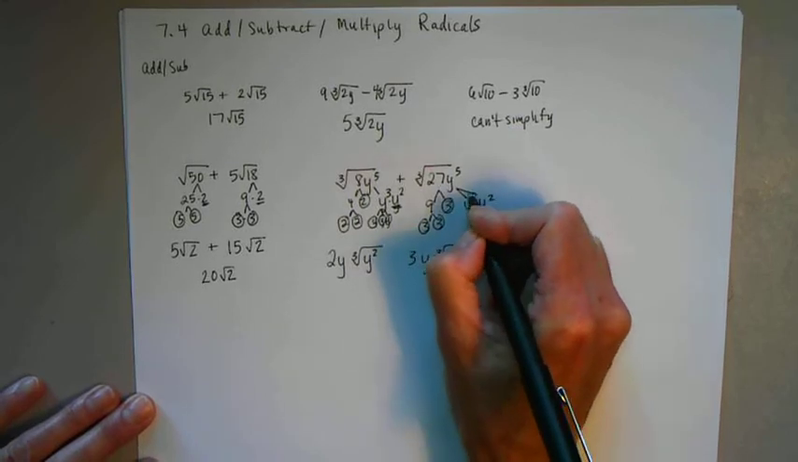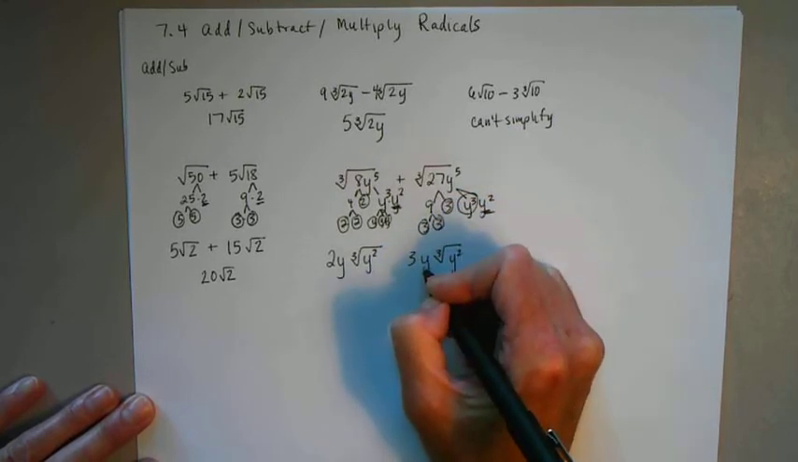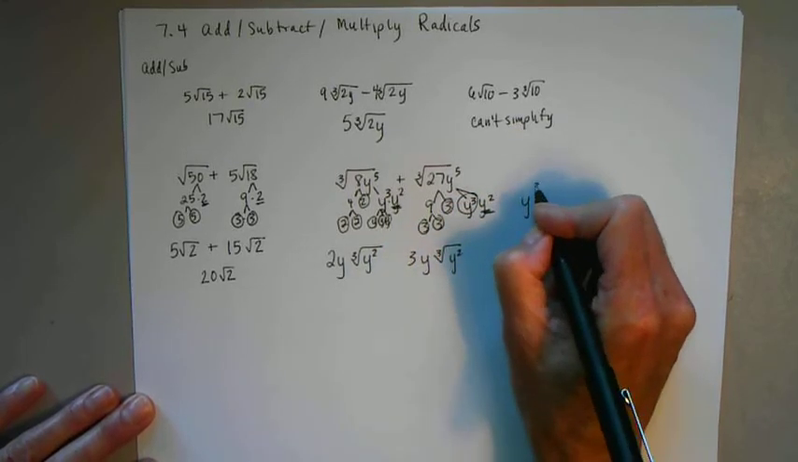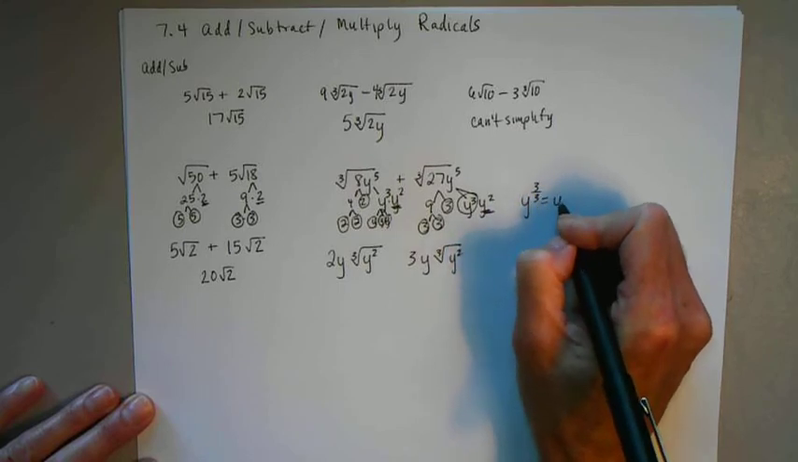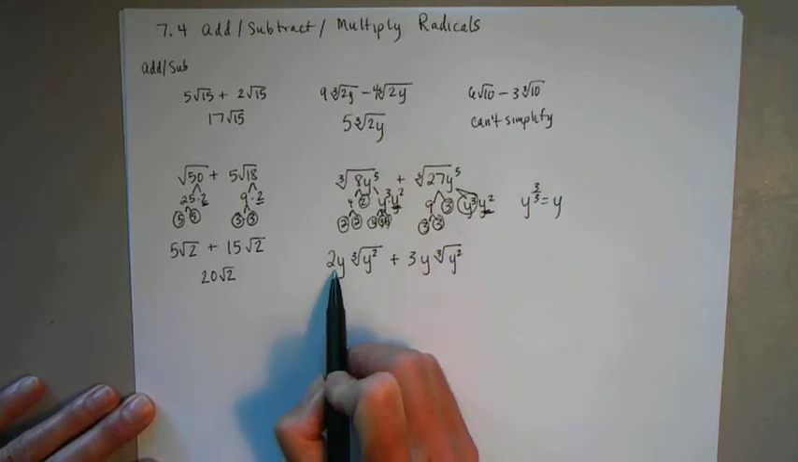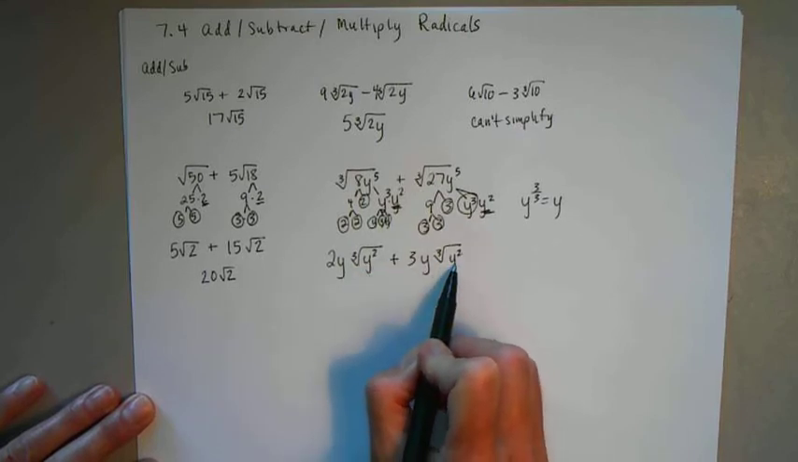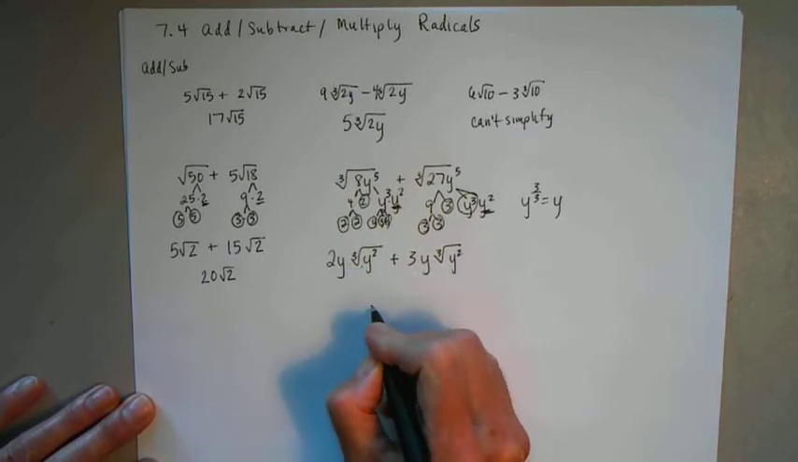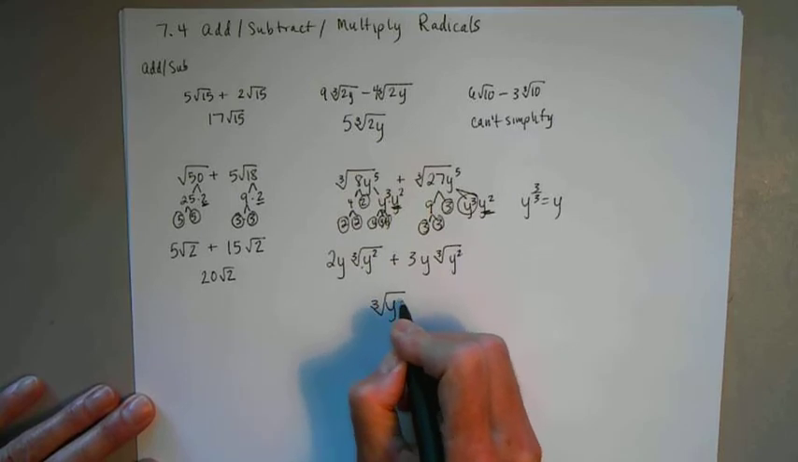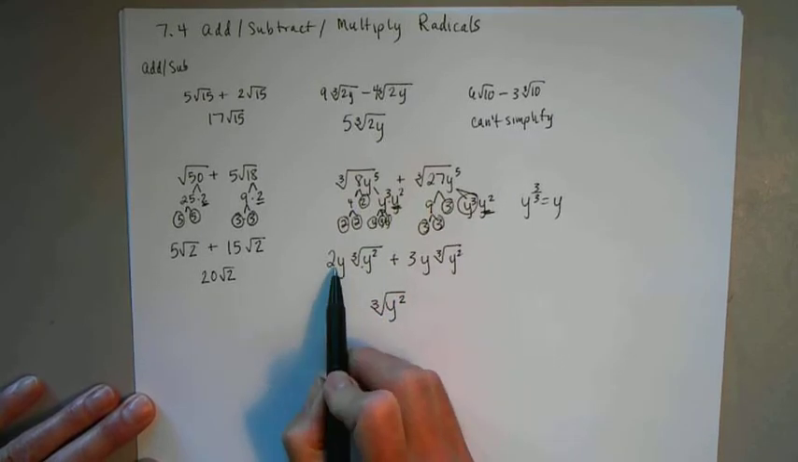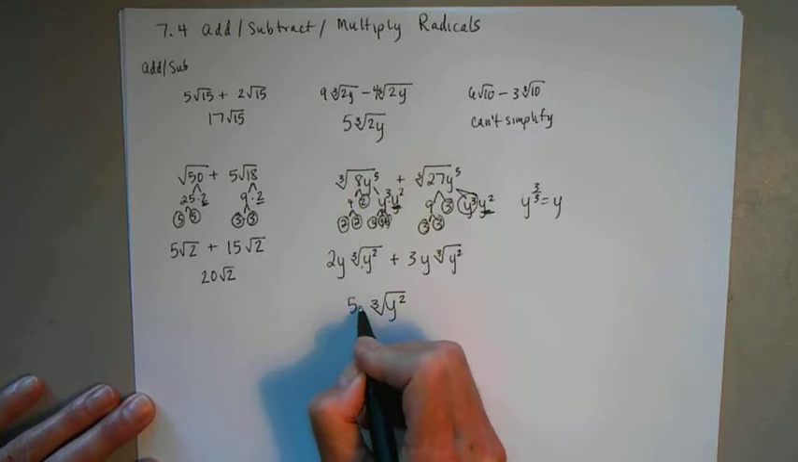So I'll circle this because it came out right there. Y to the third, remember we're thinking power divided by root, and that's what comes out, right? They just happen to be like terms, so I can add them, and I know these have to be the same, and they are, so they stay the same. They have to be the same, and they stay the same. And then 2y plus 3y is 5y.